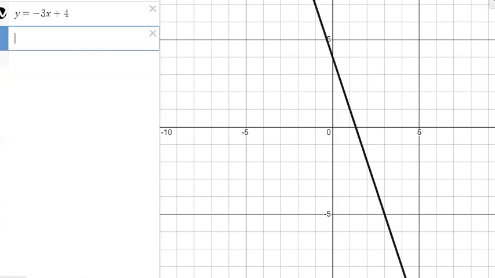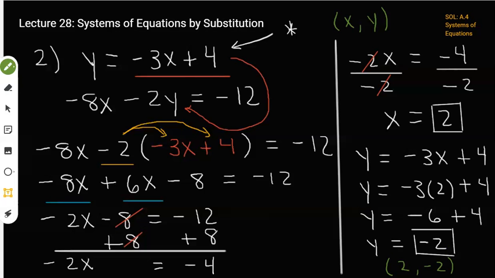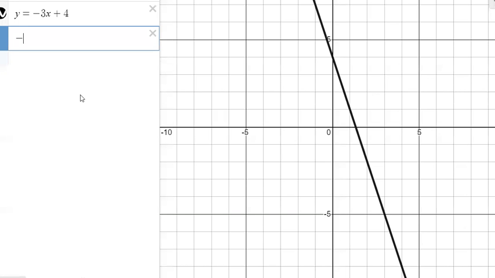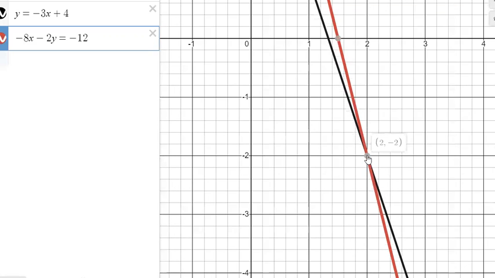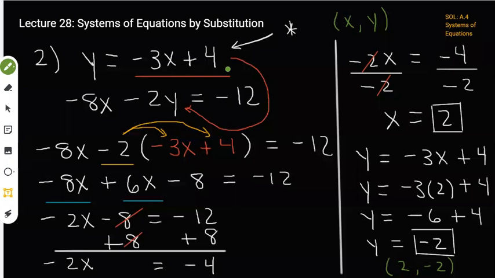And then my bottom equation was negative 8x minus 2y is equal to negative 12. And then I get this red line that goes across the screen. The point where these two lines cross is going to be the answer that you should get. Zooming in right here, it looks like they cross at 2, negative 2. And that's exactly the answer that I got over here, 2, negative 2.